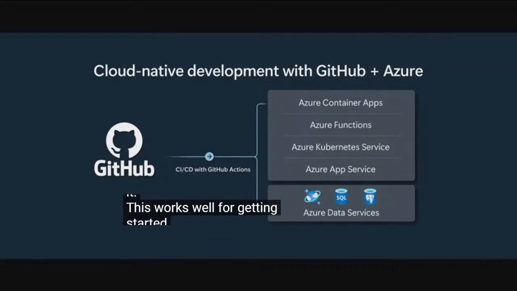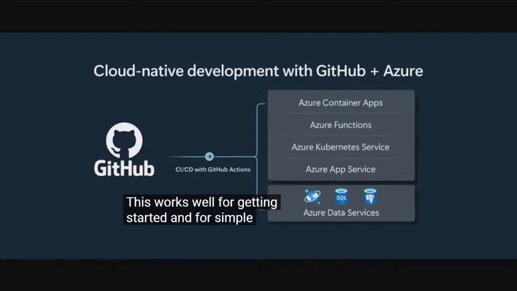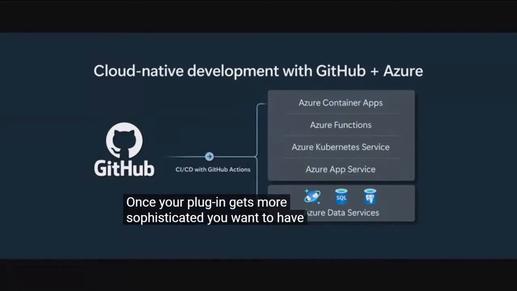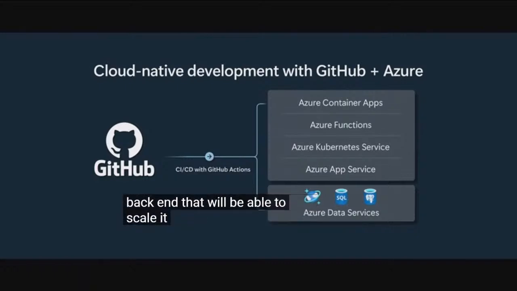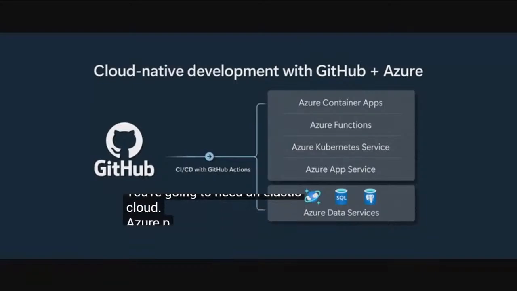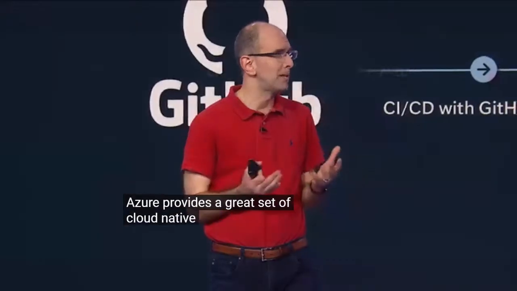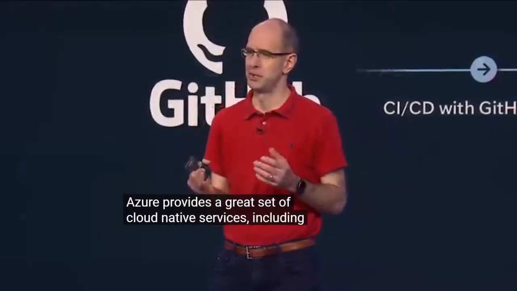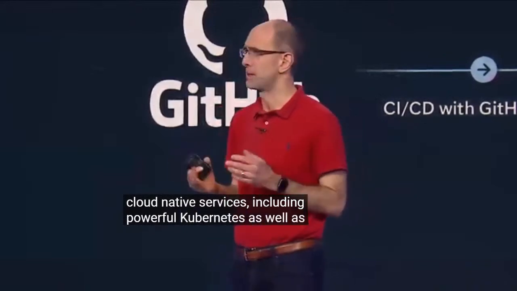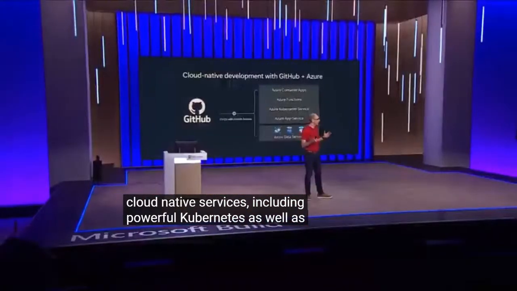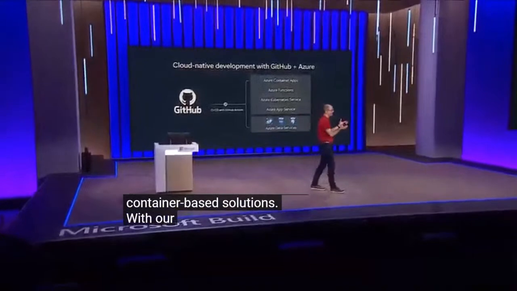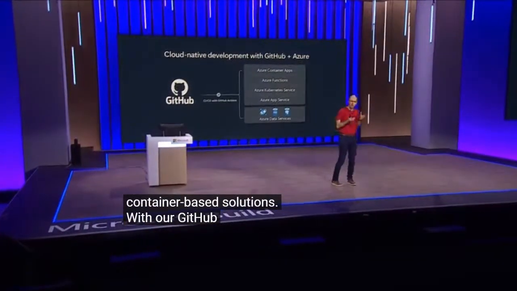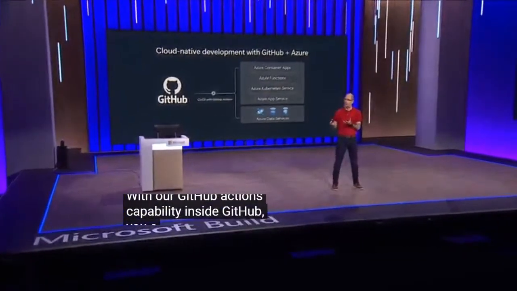But once you go into production, and as your AI plugin gets a little bit more sophisticated, you're going to want to have a backend that's able to scale out. And there, you're going to need an elastic cloud. And Azure provides a great set of cloud-native services, including powerful Kubernetes, as well as container-based solutions that you can leverage to do this.